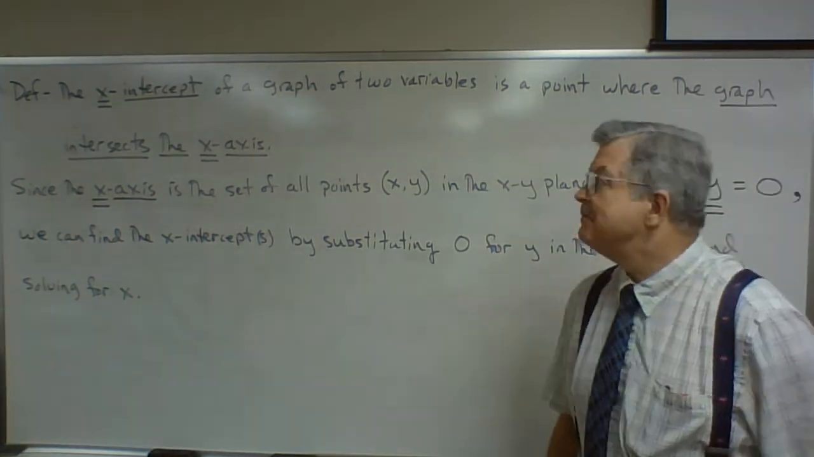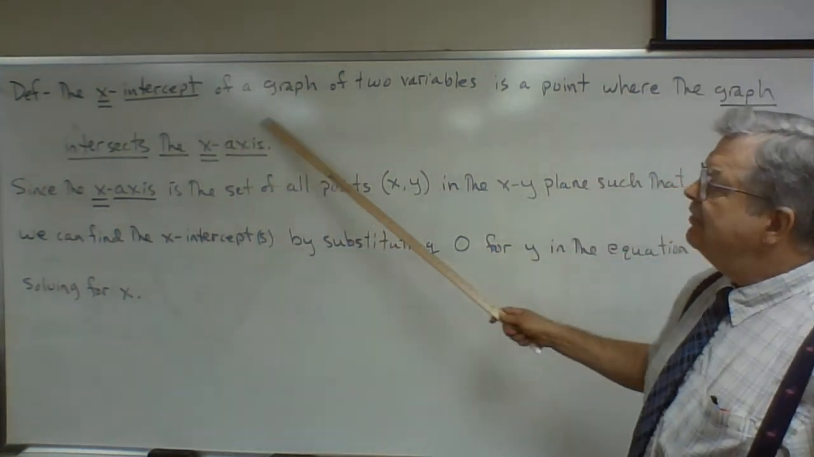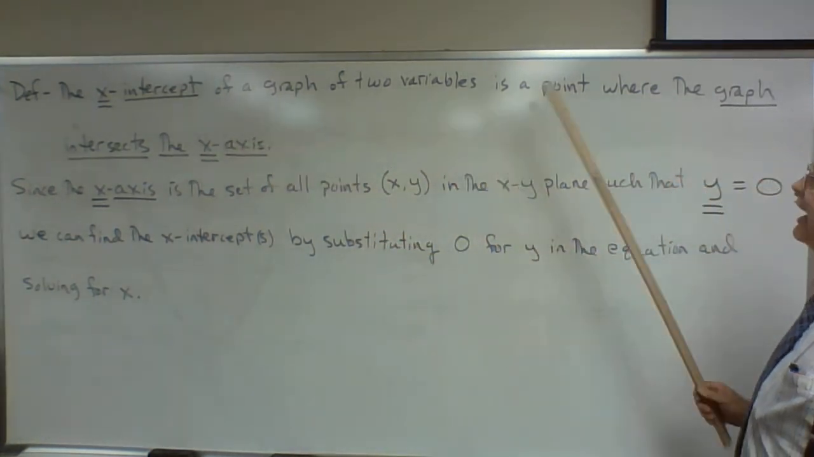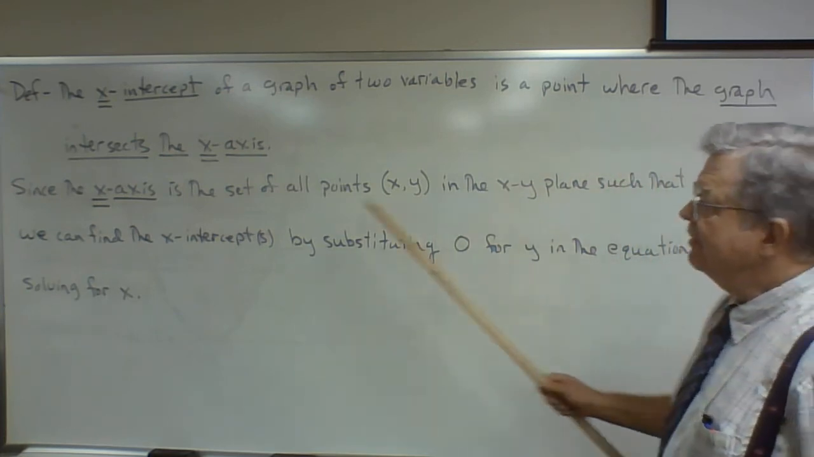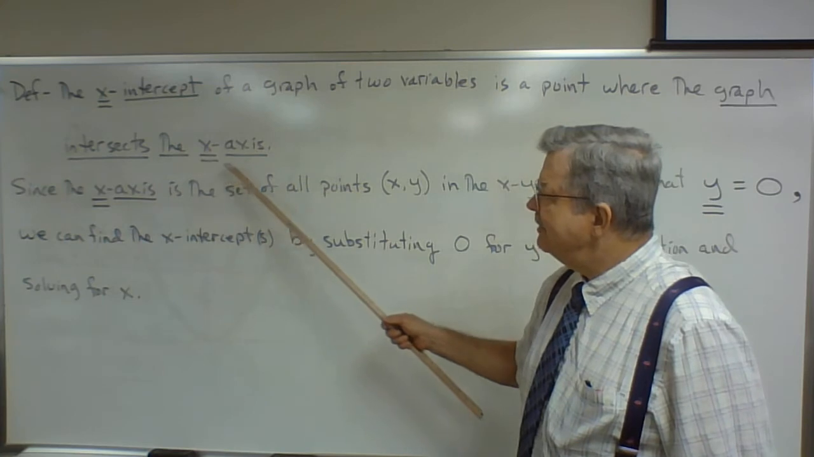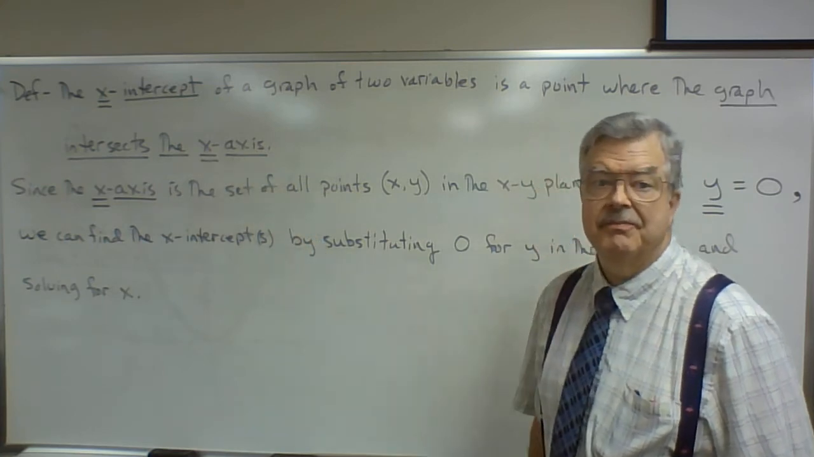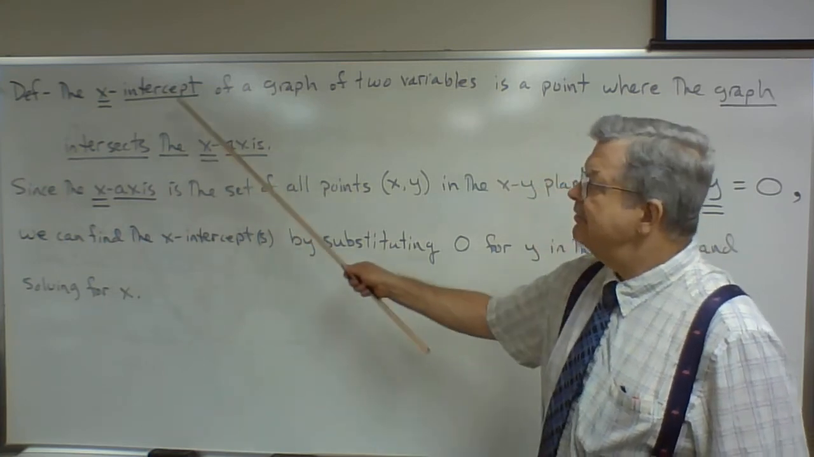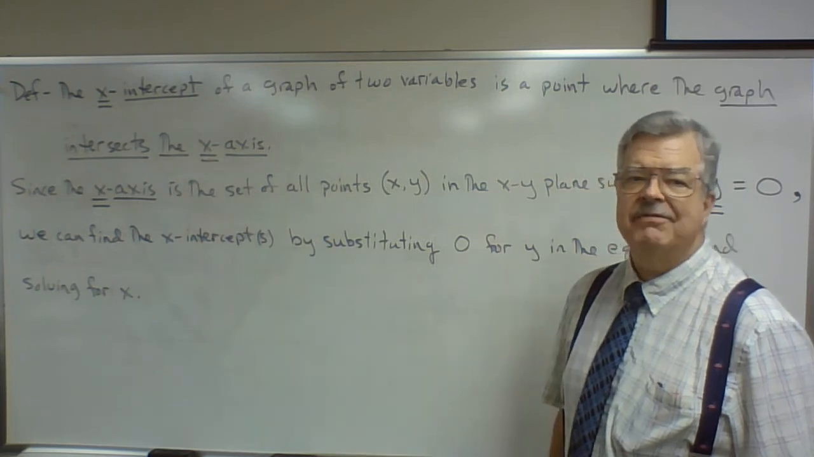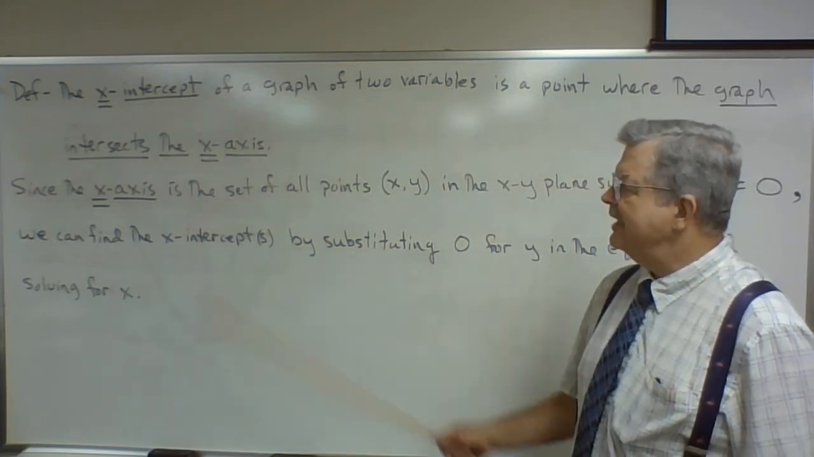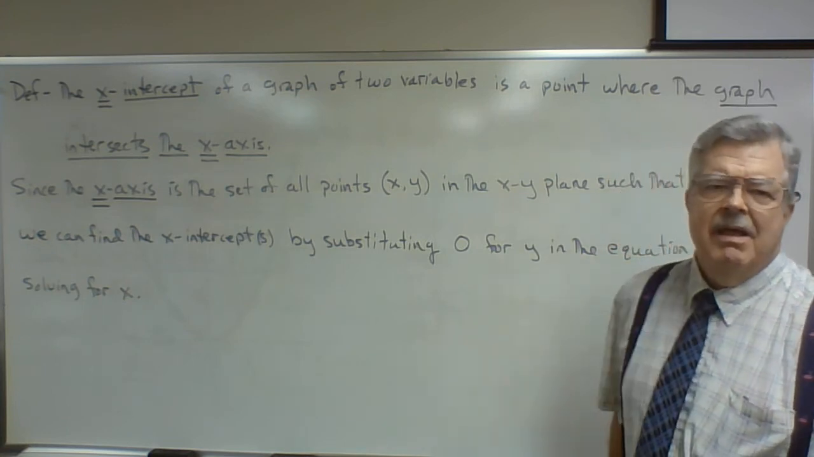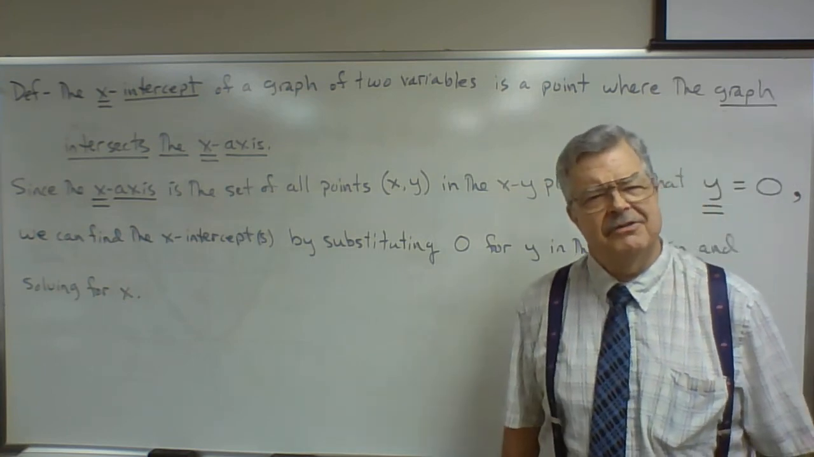X-intercepts, here we go. The x-intercept of a graph of two variables is a point where the graph intersects the x-axis. So an x-intercept is a point where the graph of the equation crosses the x-axis. How would we find such a point?